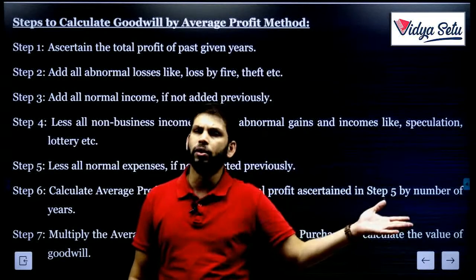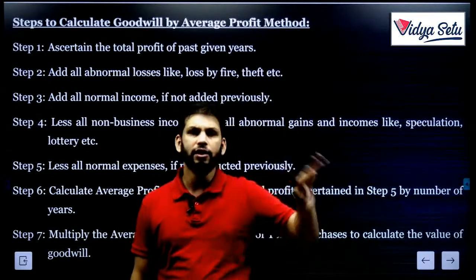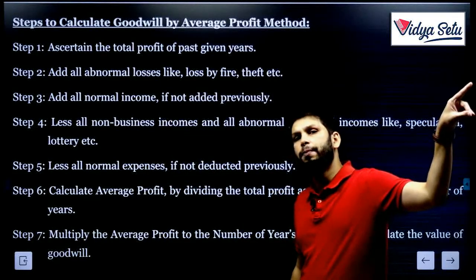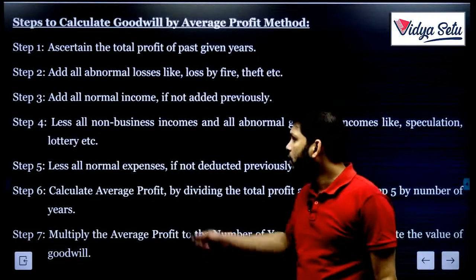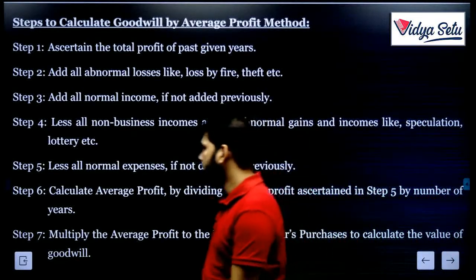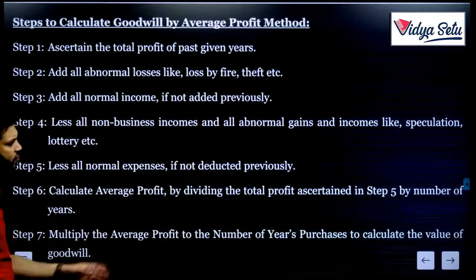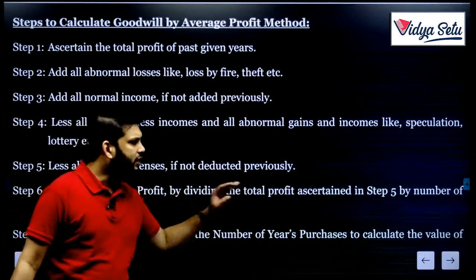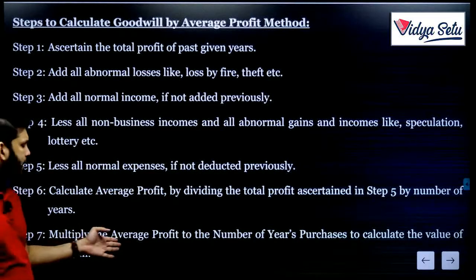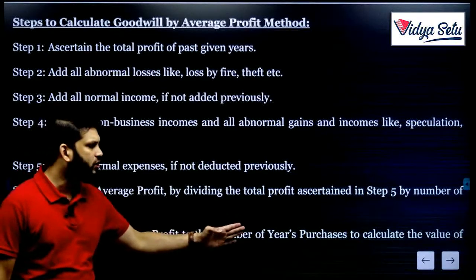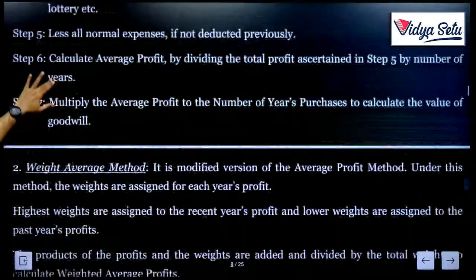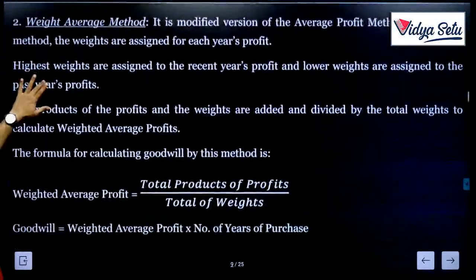If there are abnormal losses, add it back. If there are abnormal gains, reduce it. But if there is a normal income which we did not add previously, okay, add it now. And less normal expenses if this was not deducted previously. And in this way, calculate average profit by dividing the total profit ascertained in step number 5 by the number of years. And finally, multiply the average profit by the number of years of purchase that is given in the question to calculate the value of goodwill. This was the average profit method.